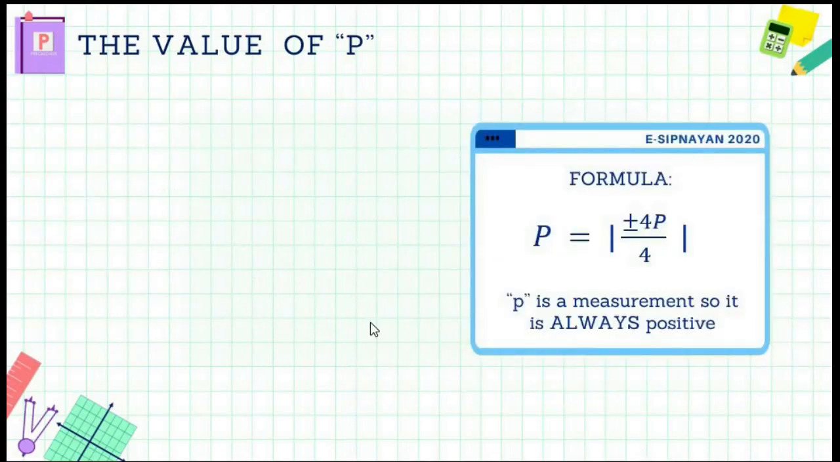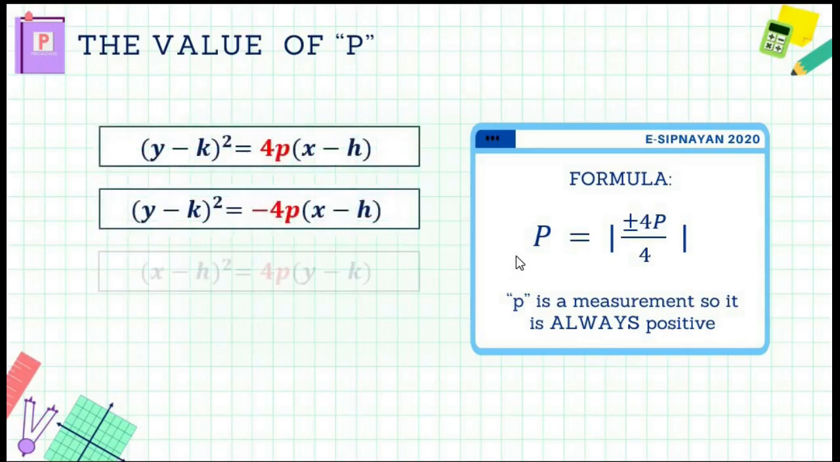This is the formula in solving for the value of p. Since p is pertaining to a distance, it is always positive. Hence, in the formula, we will get its absolute value. So p here is equal to the absolute value of either positive or negative 4p over 4. So where are we going to get the value of 4p? That will be obtained from the standard form.